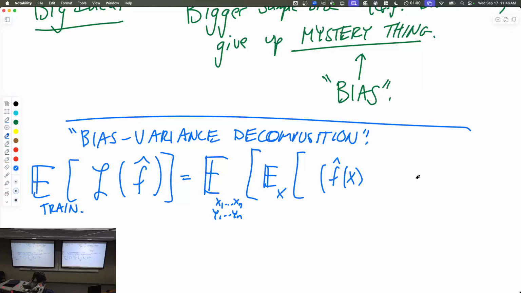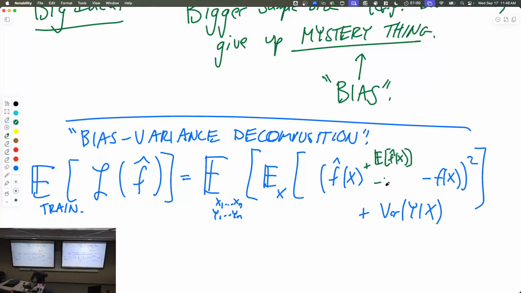And I'm going to write it like this. Let me leave some space: minus f of x, minus the true f of x, plus the variance of y given x. And now I'm going to do the same trick as before, where I add and subtract something so that I can use the Pythagorean theorem for random variables. The thing I'm going to add and subtract is exactly the average of the f hat. So the average of the f hat minus the average of the f hat.